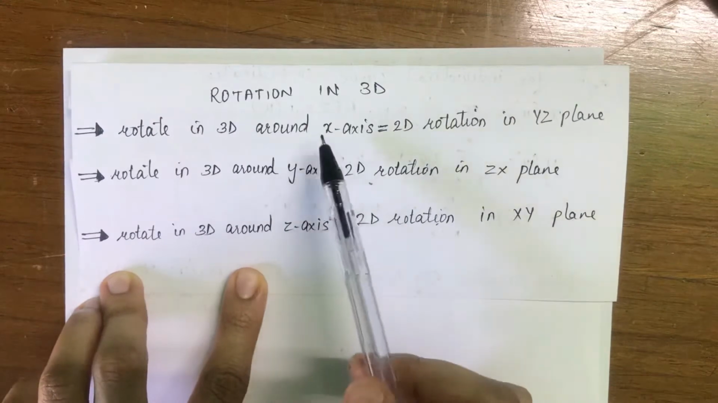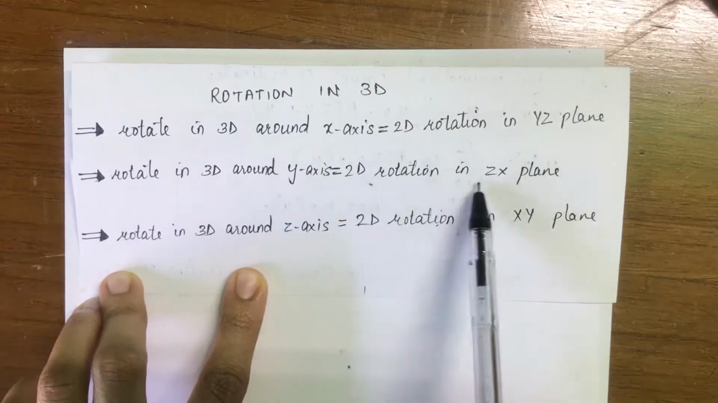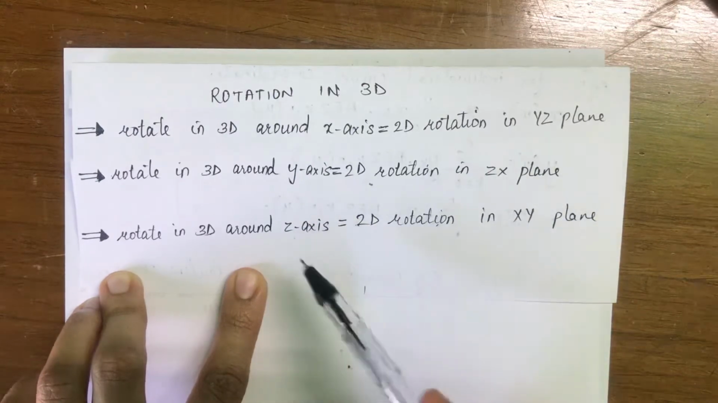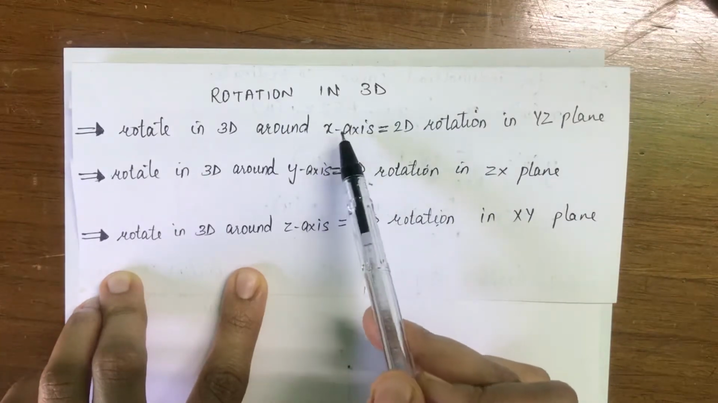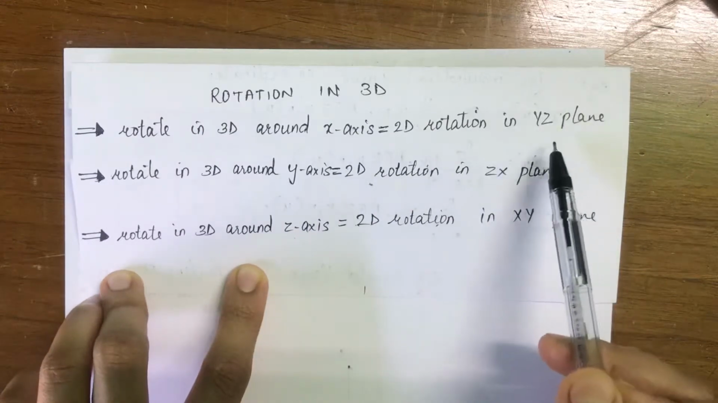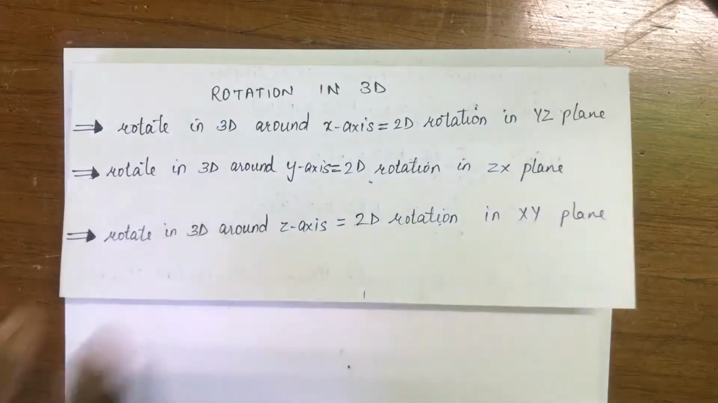If it's the x-axis, it's the YZ plane. If it's the y-axis, then it's the ZX plane. If it's the z-axis, then it's the XY plane. Out of XYZ, whichever axis it is, you just eliminate that particular axis, and the remaining two alphabets will be the plane in which you are going to perform that particular rotation.